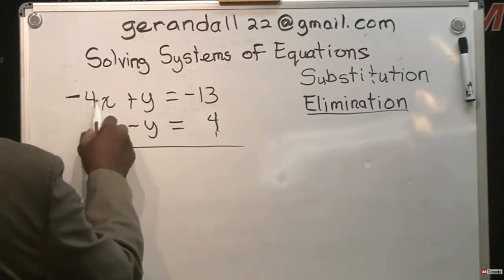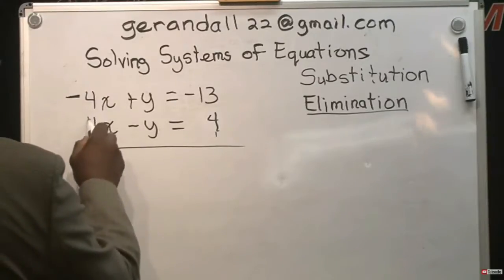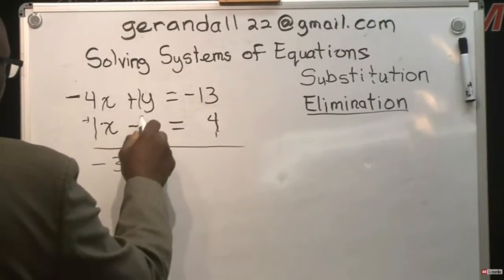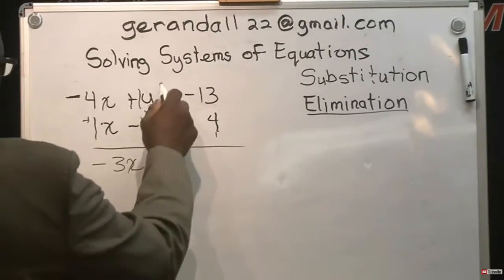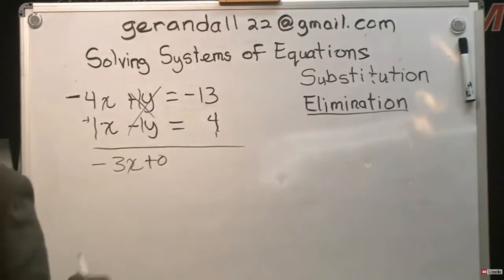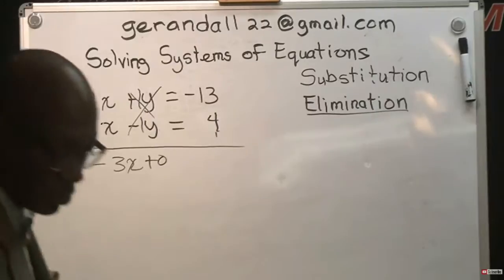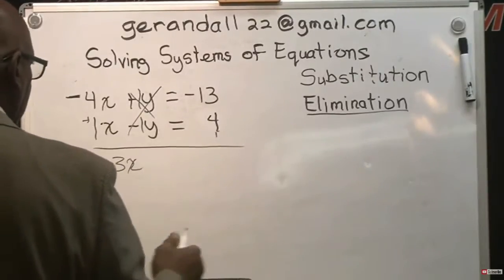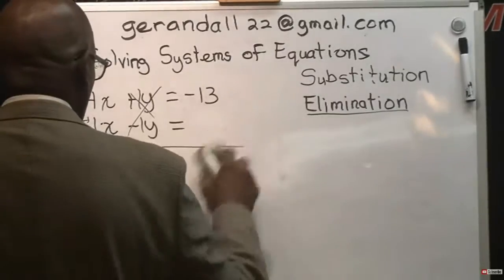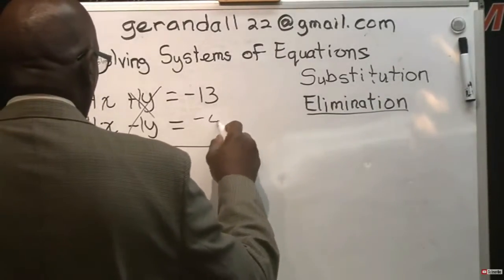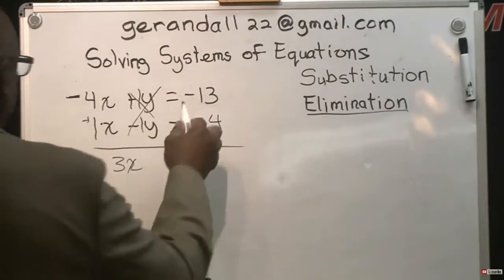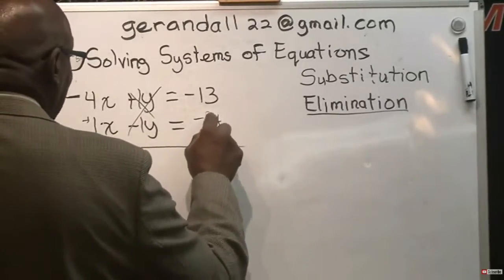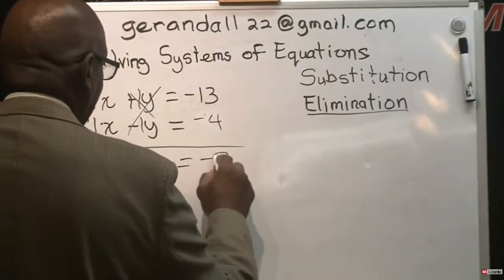So let's look at this. We have a minus 4x and a plus 1x. And when we add down, we get a minus 3x. What happens here? We have a plus 1 and a minus 1. Those cancel each other out, or it's plus 0, correct? So we just cancel that out. And then, of course, we have minus 13 plus 4, and we get negative 9.